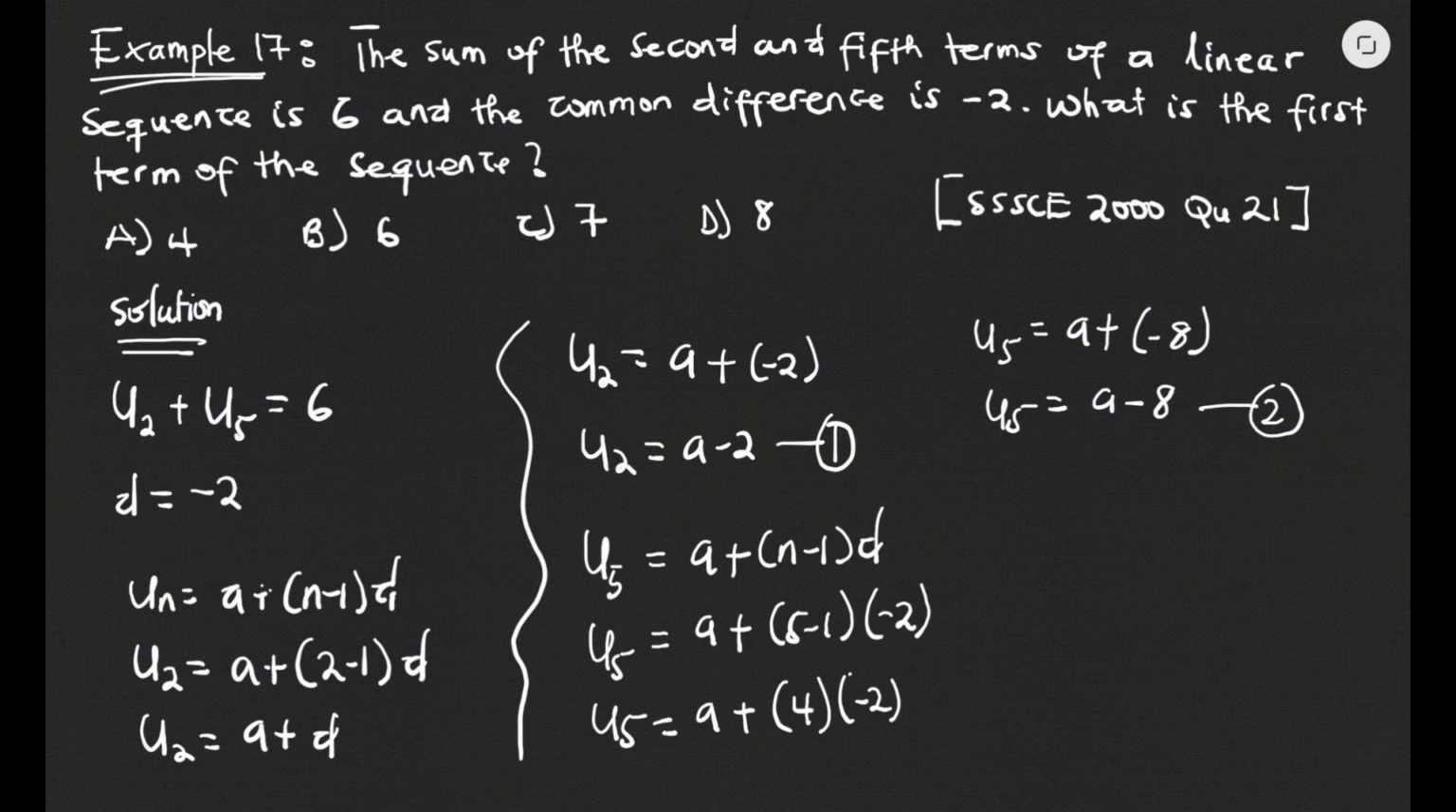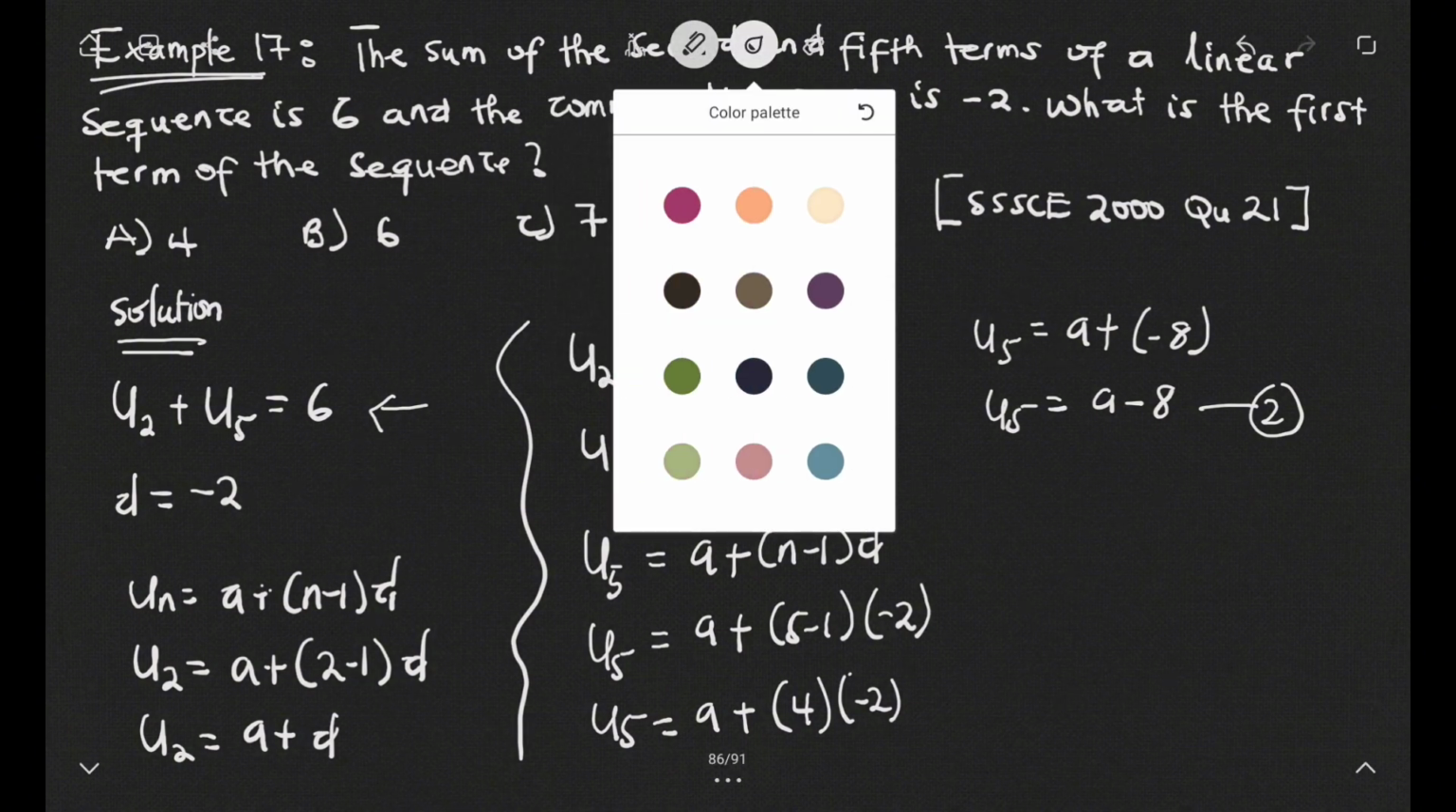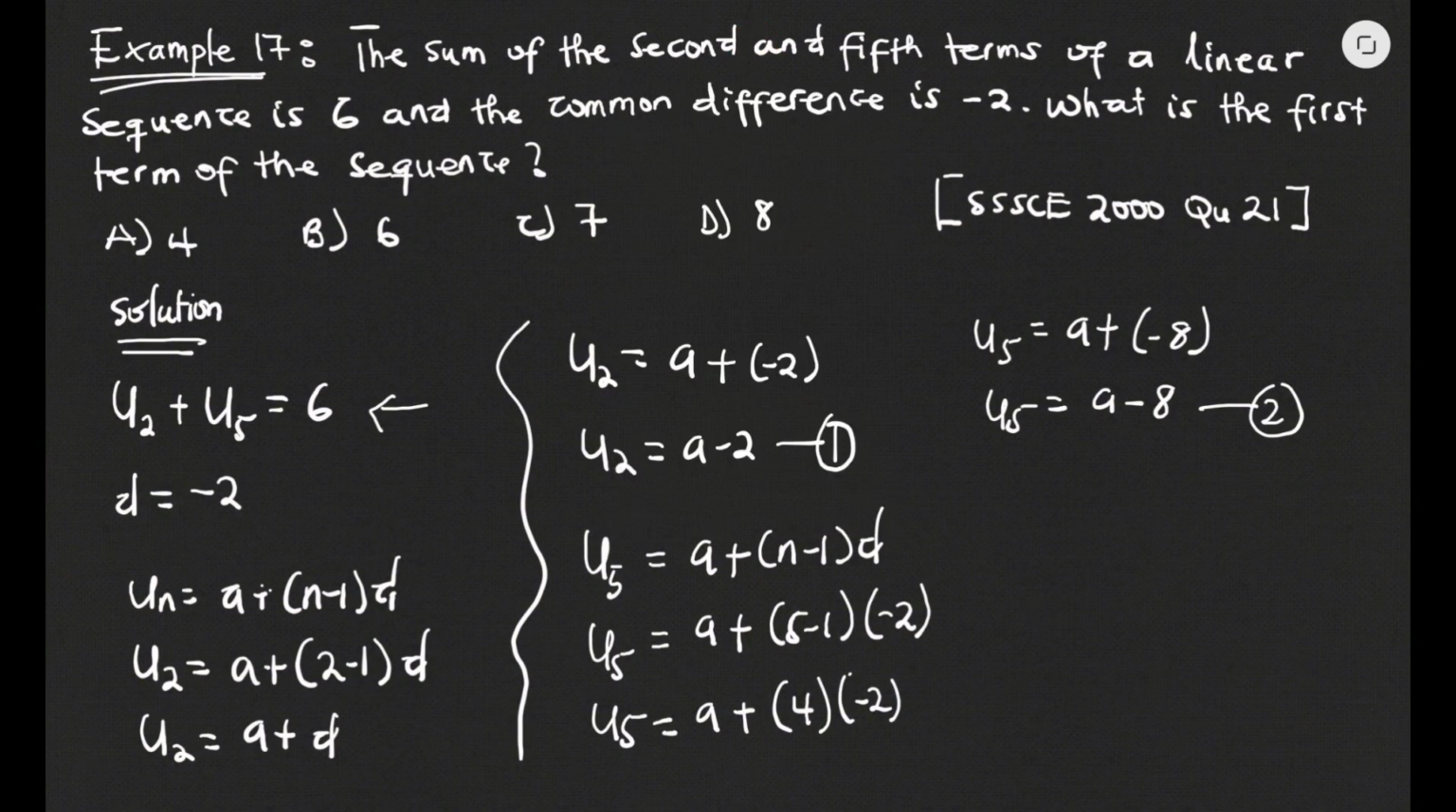All right, so now if I look at these two equations and I look at the statement that was given to us in the question, let me use a different color for this. It means that I use my u2 plus u5 is equal to 6. This expression, that is what I'm going to use. So if I add equation 1 and equation 2, that should give me 6.